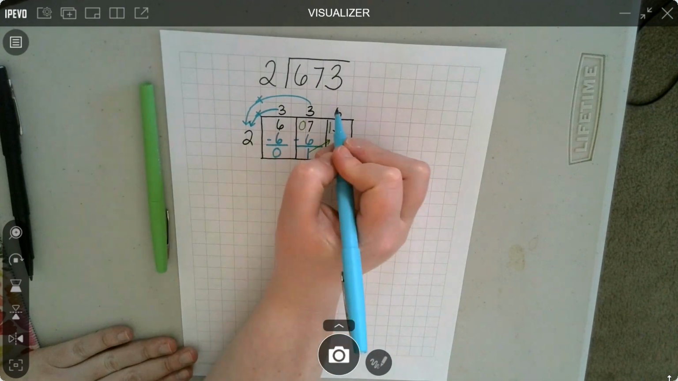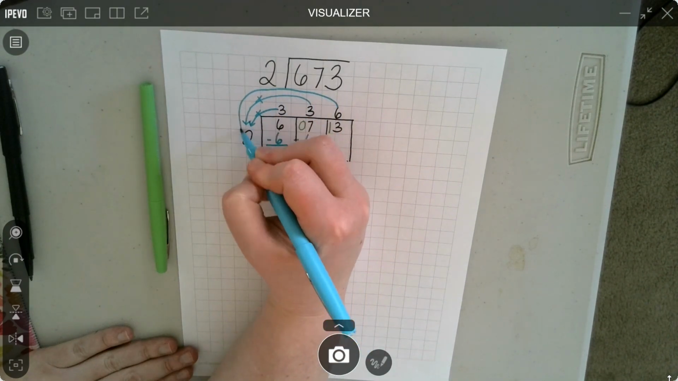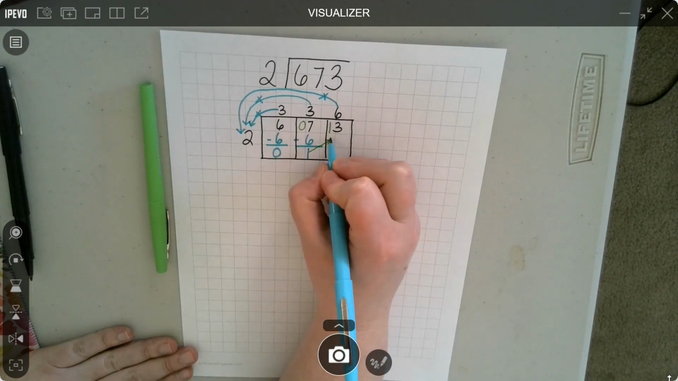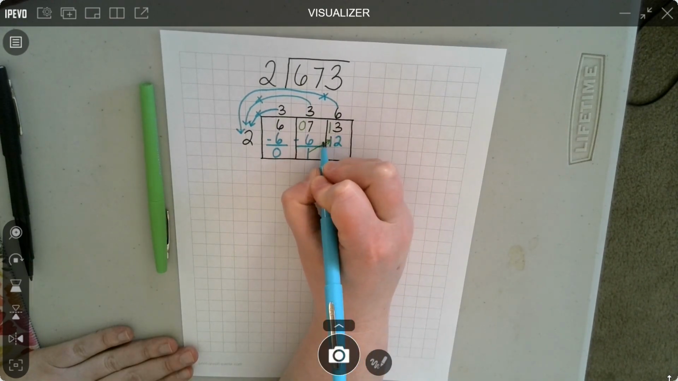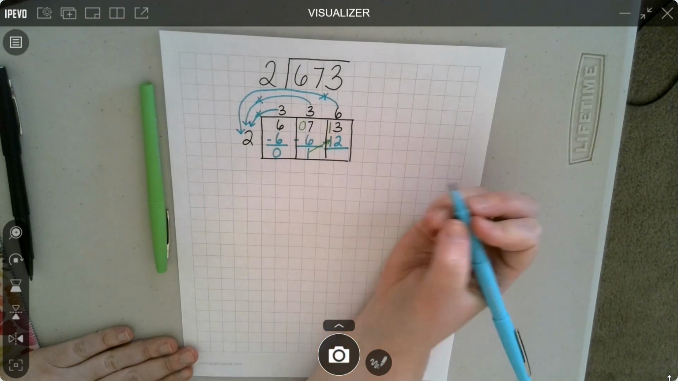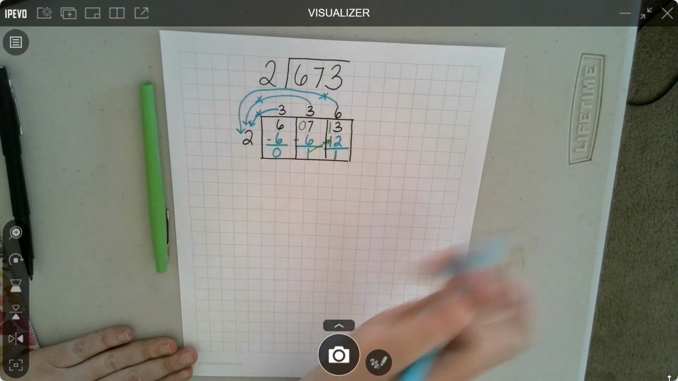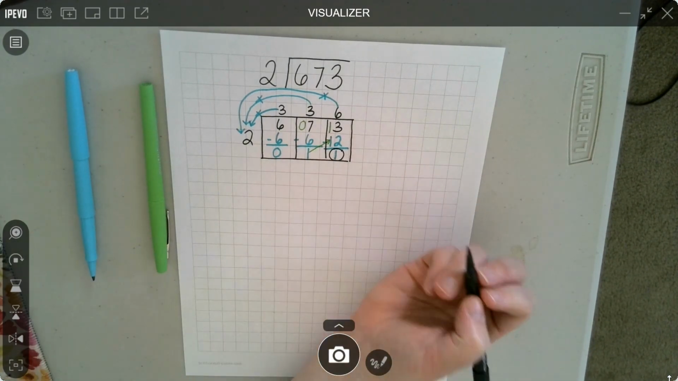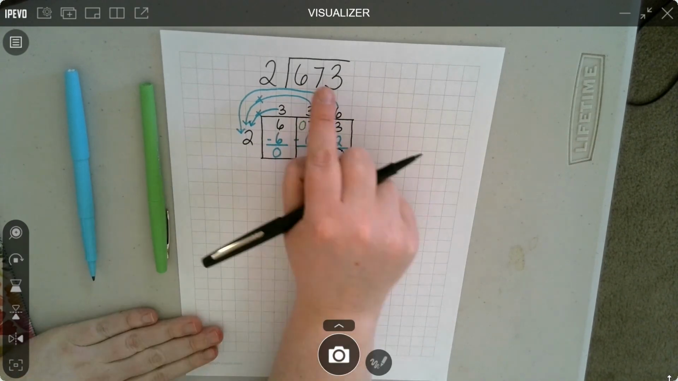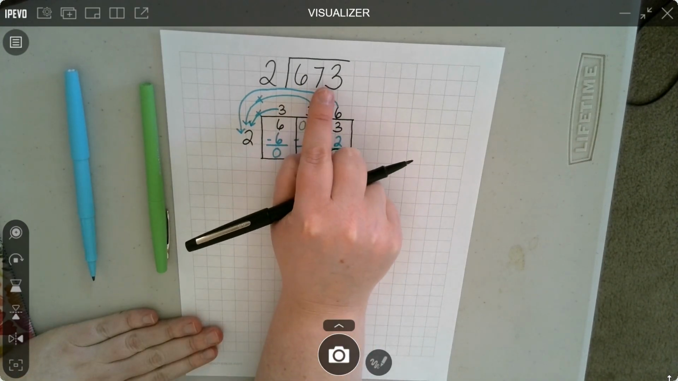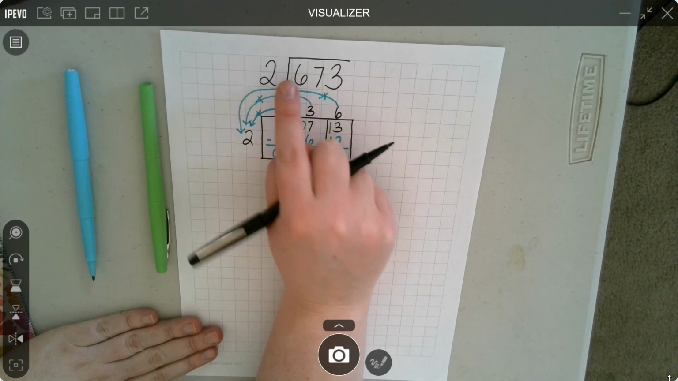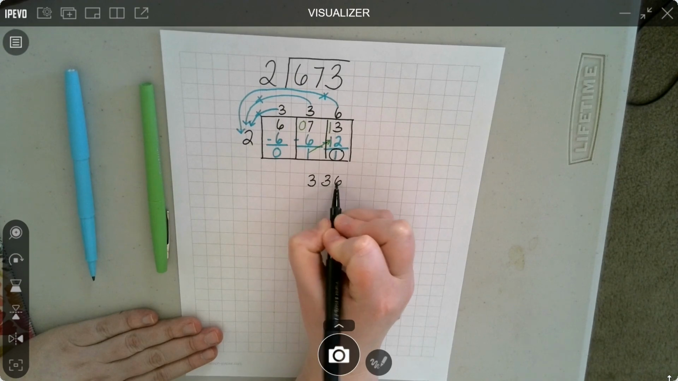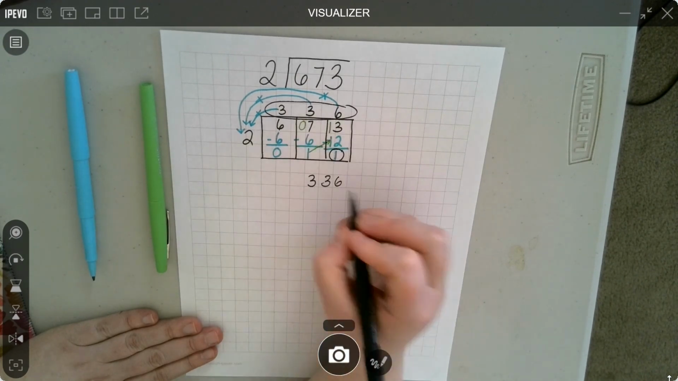And then I'm going to say 6 times 2. 6 times 2 is 12. Line up my place values. Subtract out. 13 minus 12 is 1. Now, I'm in my last box, so this is my remainder. So the answer to 673 divided by 2 is 336, right here, with a remainder of 1.